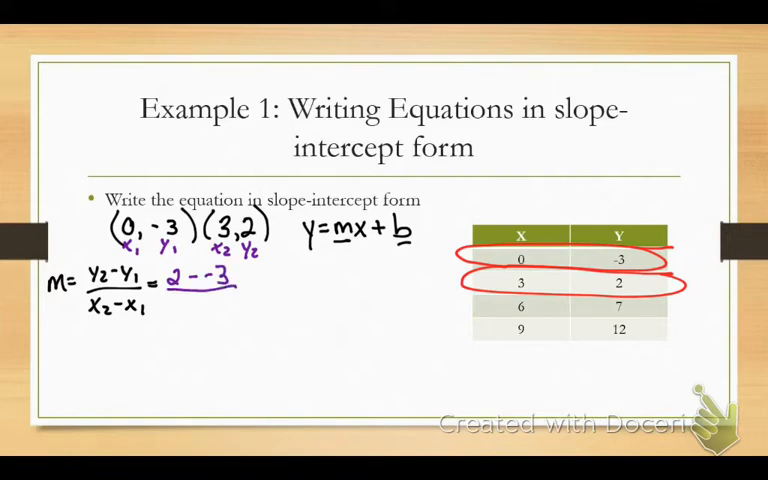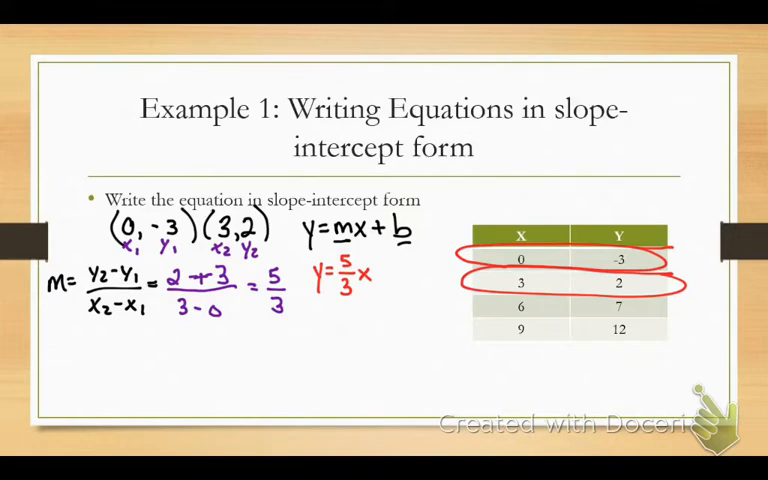Did you guys catch that double negative? Okay, yep, becomes a positive. Over 3 minus 0. So 2 minus negative 3 becomes a positive, and I have 5 over 3. So now I come over here to my formula. Y equals 5 over 3x.